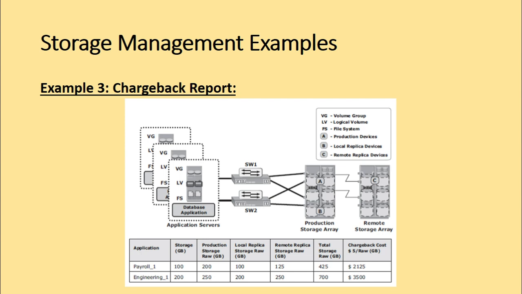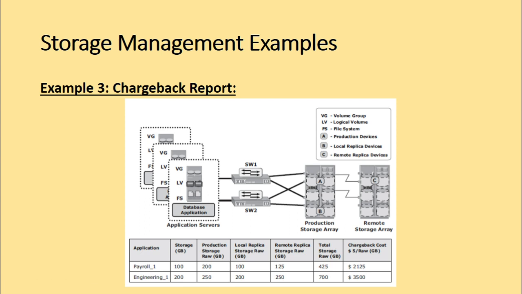Here we have a sample report that shows the information for two applications, the payroll application and the engineering 1 application. For the payroll application, the storage allocated is 100 GB, in which production storage, that is raw, is 200 GB, local replica again is 100 GB, and remote replica is 125 GB, so total raw storage is 425 GB. The chargeback cost is $5 per GB, so $5 multiplied by this will be the total chargeback cost.